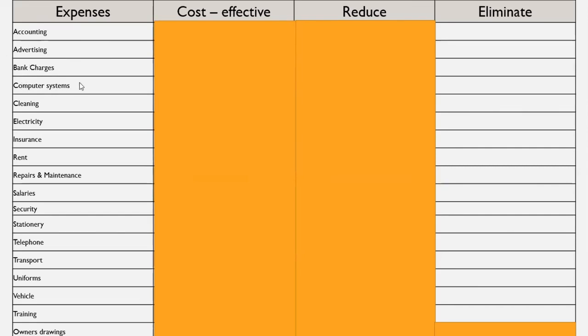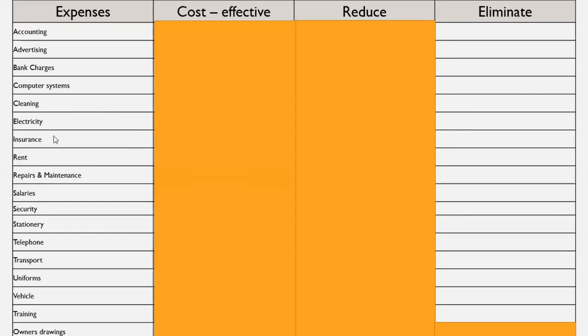Computer systems would be if you're in an environment where you use computers to generate your orders or to invoice, you would have to pay a monthly fee probably for computer systems. Cleaning, if you have any kind of office, you can put through cleaning expenses. Then we obviously have electricity when it works. You would put through any electricity expense, and we'll talk about how, if necessary, we can reduce or make that more cost effective. Then insurance, I'm sure you all have to have insurance.